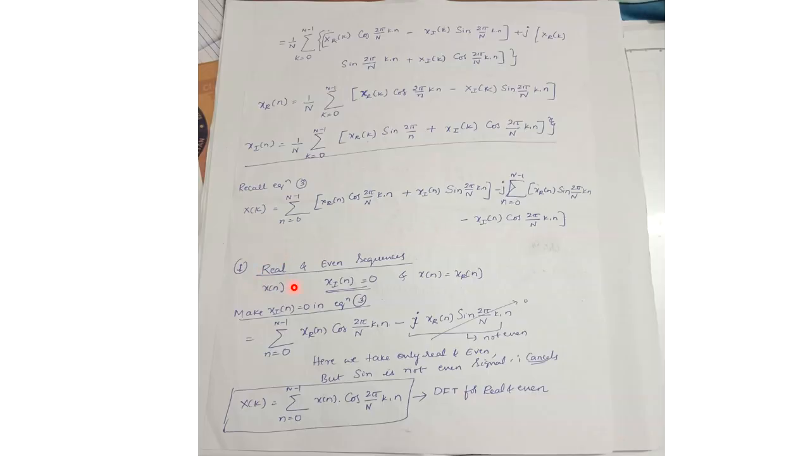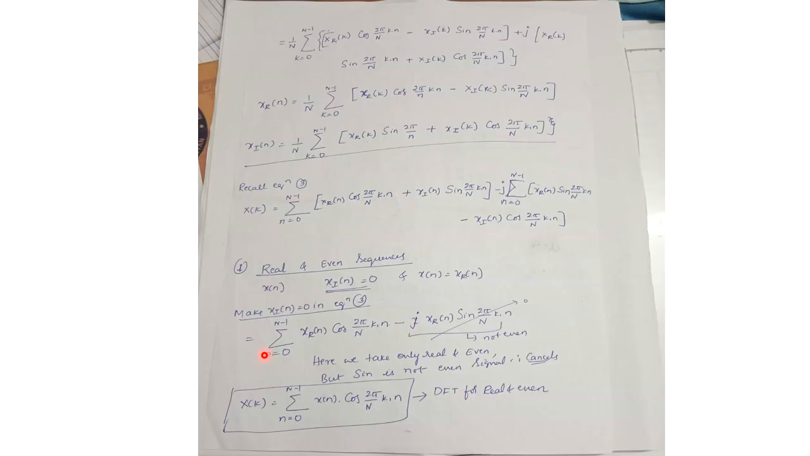Here you get real and even sequences, where x[n] and Xi[n] is equal to 0. So x[n] is equal to Xr[n]. That means the real part does not have an imaginary part. In this equation, the real part does not have an imaginary component, that is, the j component is not there in the real part. That's why Xi[n] will become 0. So x[n] is equal to Xr[n]. So make Xi[n] equal to 0 in equation 3. In equation 3, you are cancelling the j part.